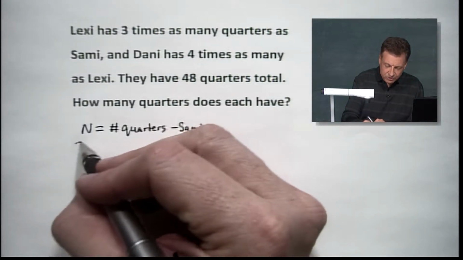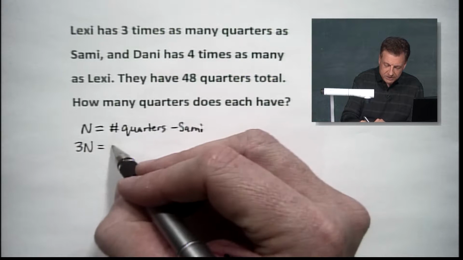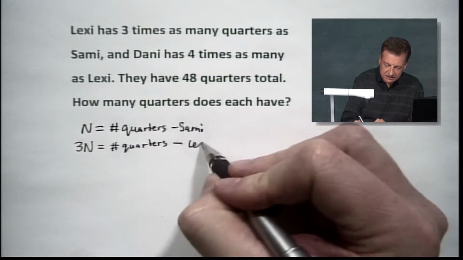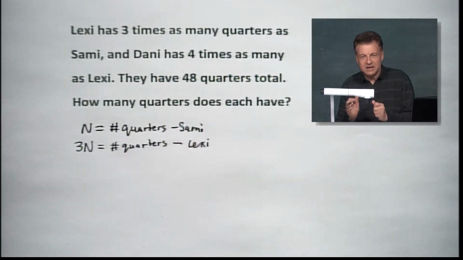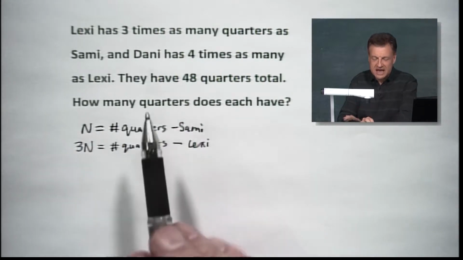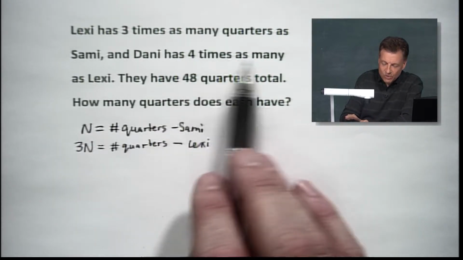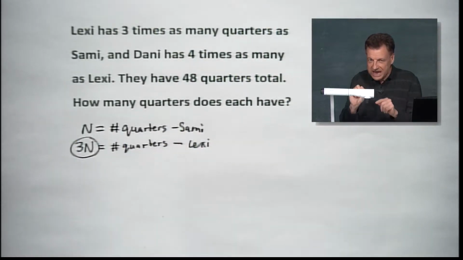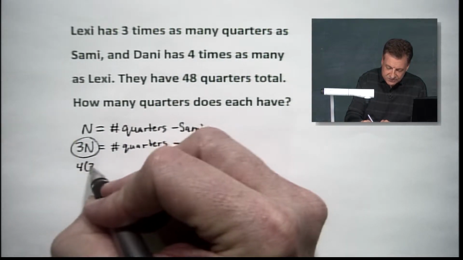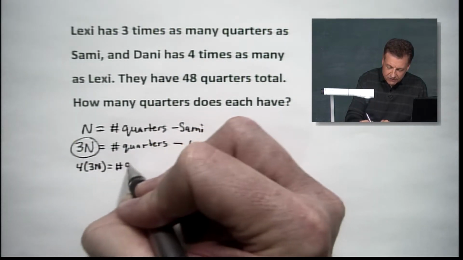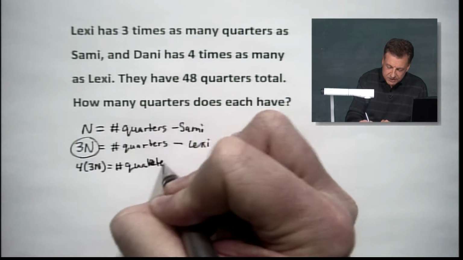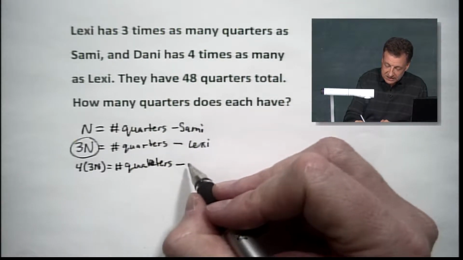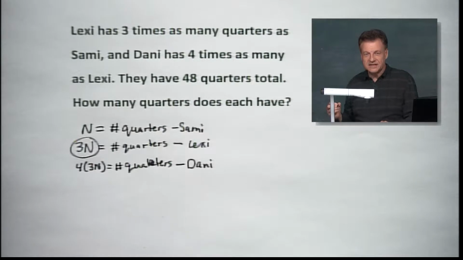Now, what do we know about 3n? Well, that would be, again, number of quarters. But whose quarters this time? Aha, you got Lexi going. So Lexi's in the middle there. And last but not least, now let's be careful. Danny has 4 times as many as Lexi. Remember we said Lexi is 3n? 4 times as many. So we're going to take 4 times that 3n. And again, it's going to be number of quarters. And I'll spell it right. This time, that belongs to Danny. Love it. They all got eyes on the end of their name.